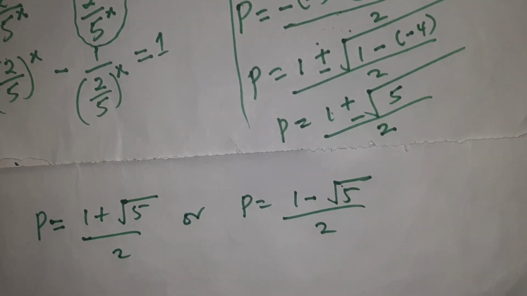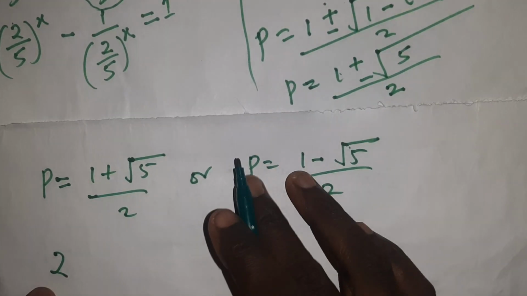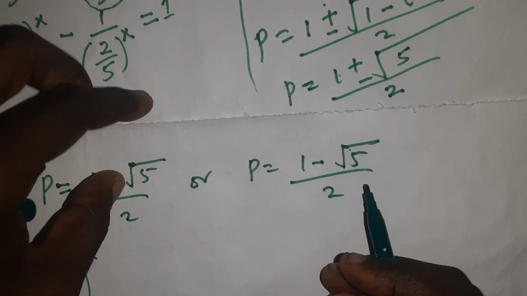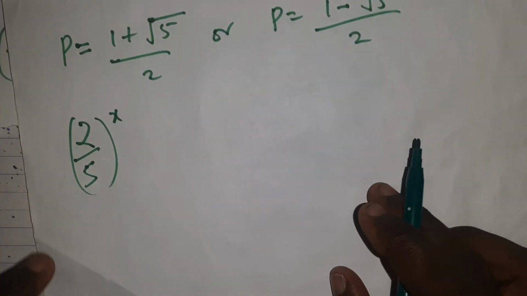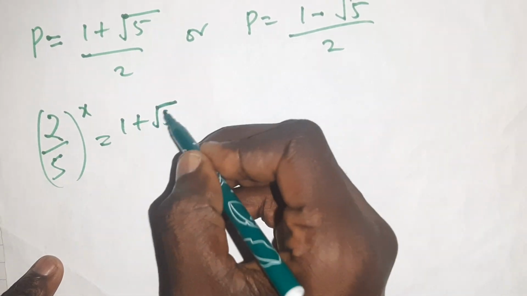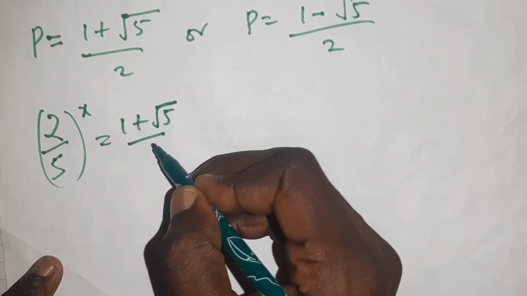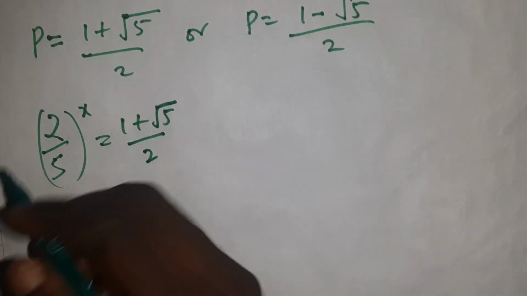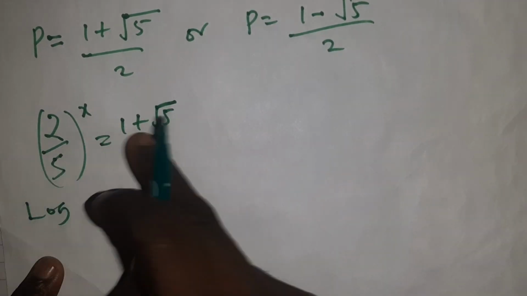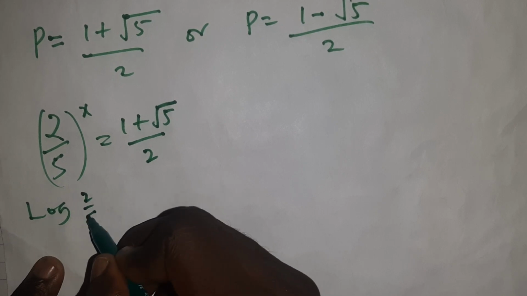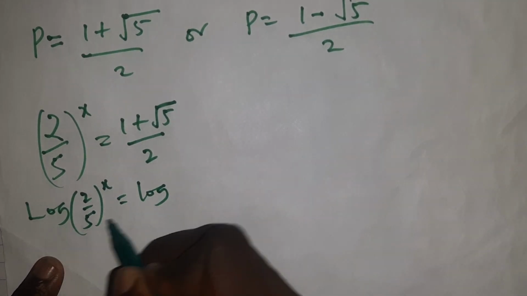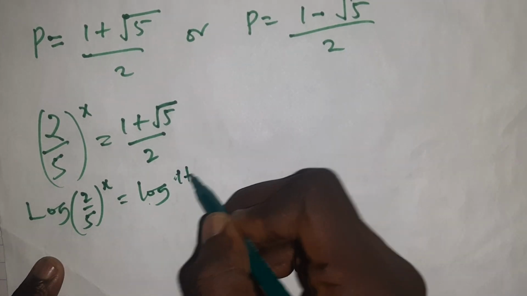So p equals, this one is now 2 over 5 raised by x. So 2 over 5 raised by x equals 1 plus root 5 over 2. Then I can log both sides to make my work easy. So 2 over 5 raised by x equals, of course I'm using log to the base 10, log 1 plus root 5 over 2.